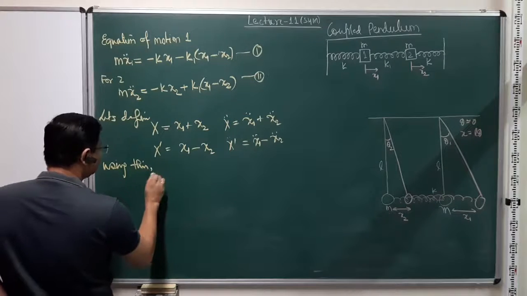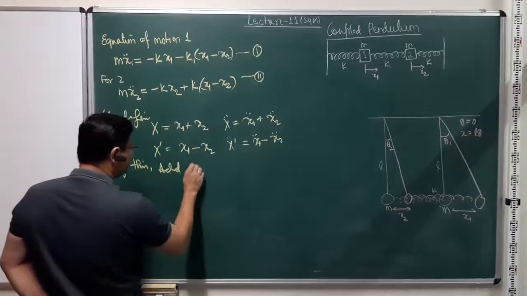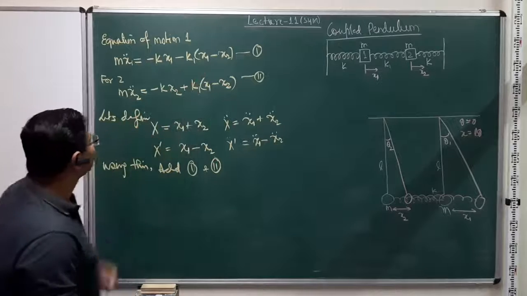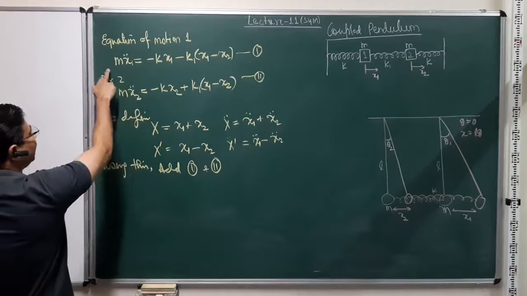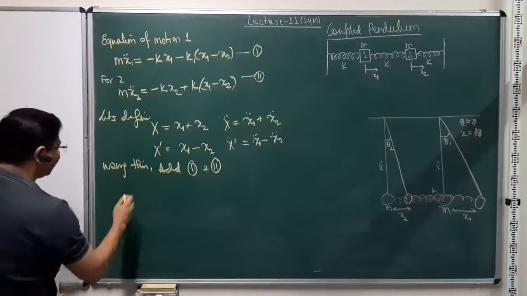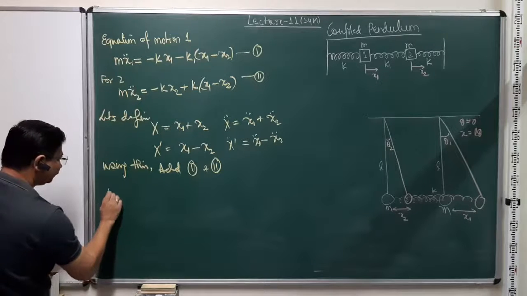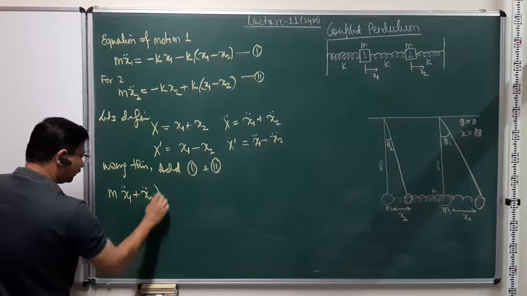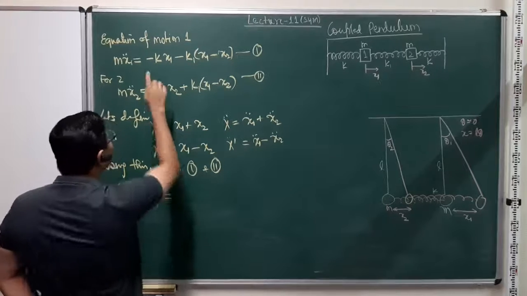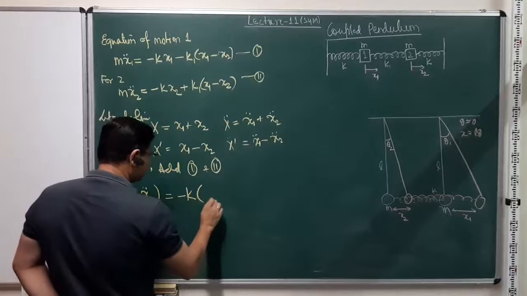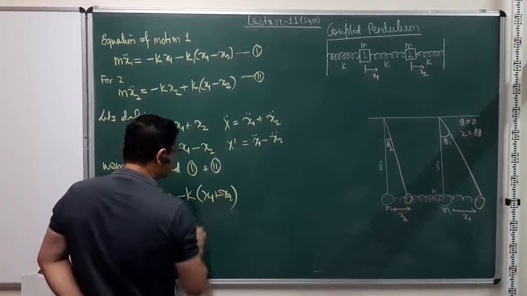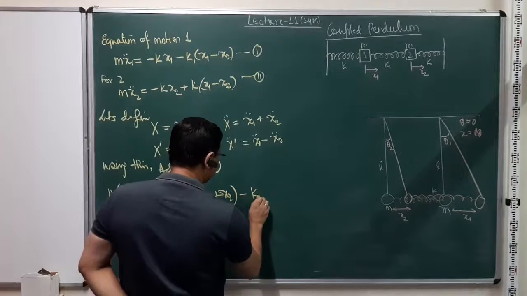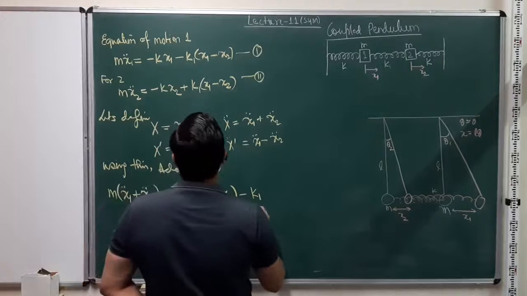So using this, what we can do is add 1 and 2. So we can add these two equations, and if you add these two equations, you will get m times (x1 double dot plus x2 double dot) is equal to minus k (x1 plus x2), and let's take the minus sign here, minus k1.